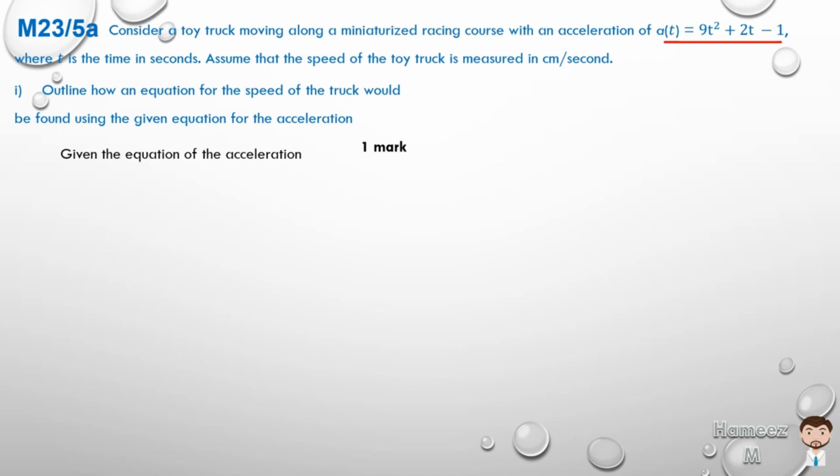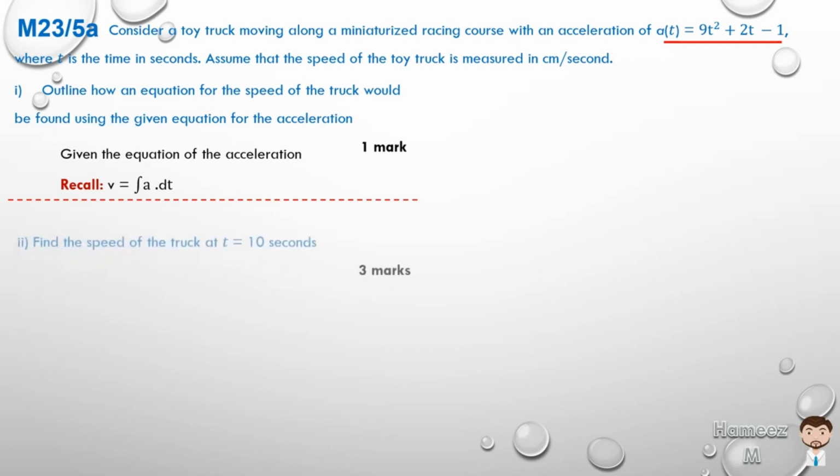And how would we find the velocity? As we recall from the formula sheet, the velocity is just the integral of a with respect to t. So the way we would find the velocity is just by integrating the acceleration. Part 2. Find the speed of the truck at t equal to 10 seconds.